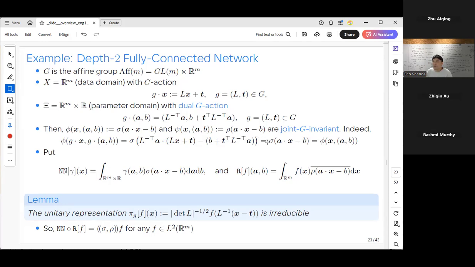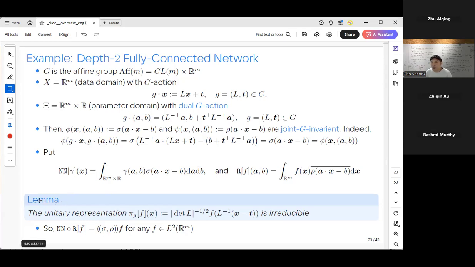So now we saw that this feature map sigma(a·x minus b) is jointly group invariant under the group action of the affine group. According to the general result, if we put the integration of sigma(a·x minus b) with respect to the parameter as the neural network, and rho(a·x minus b) integrated with respect to the data x as the Ridgelet transform, then this R works as an inverse transform for the neural network operator.